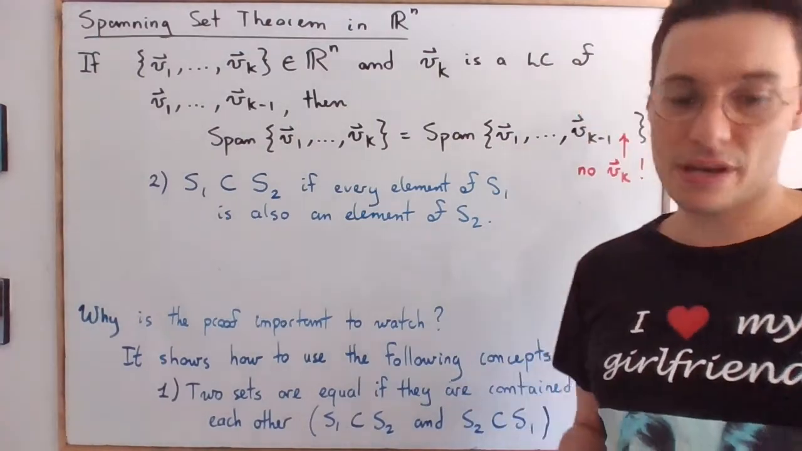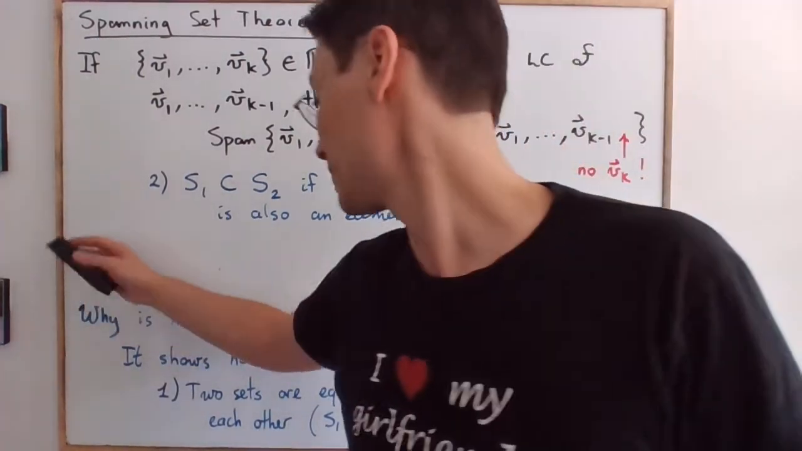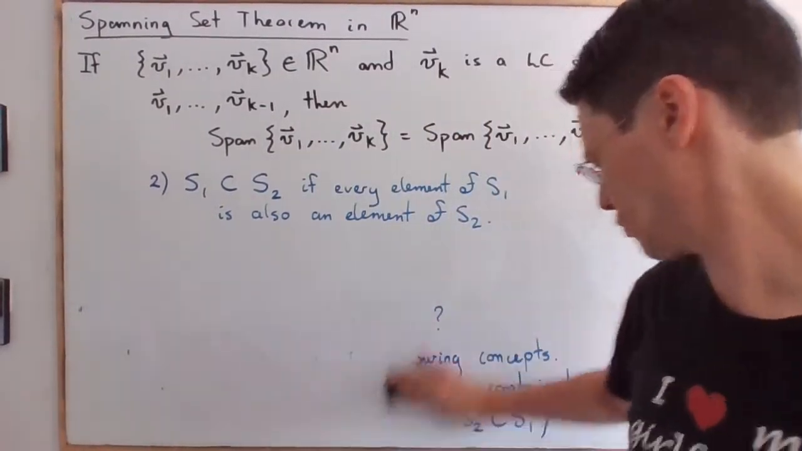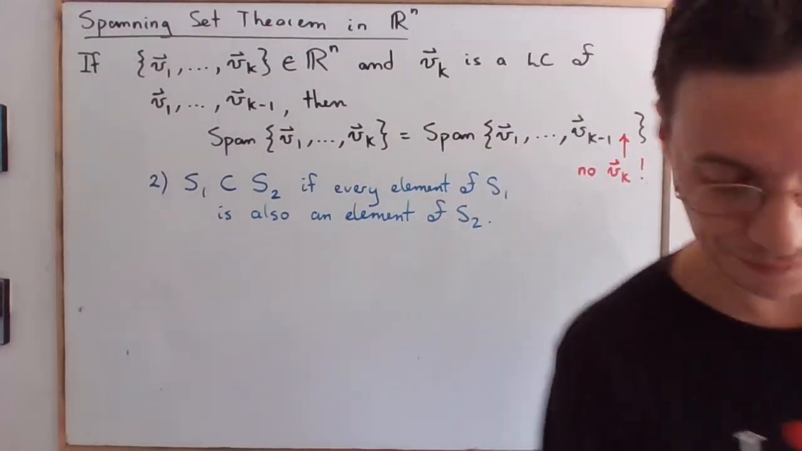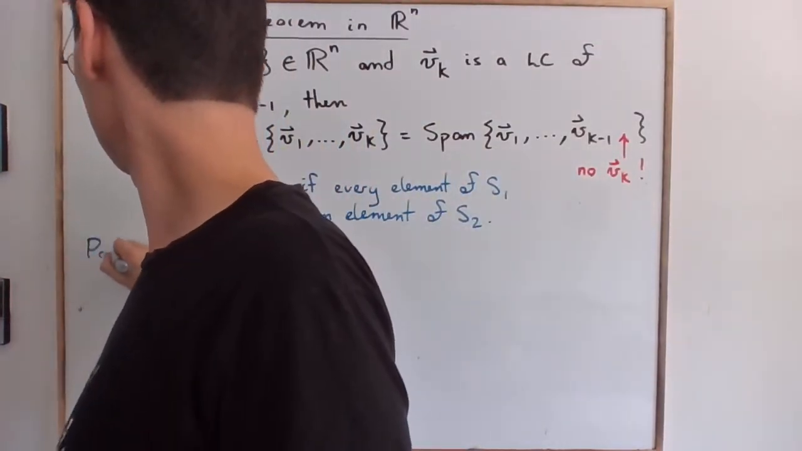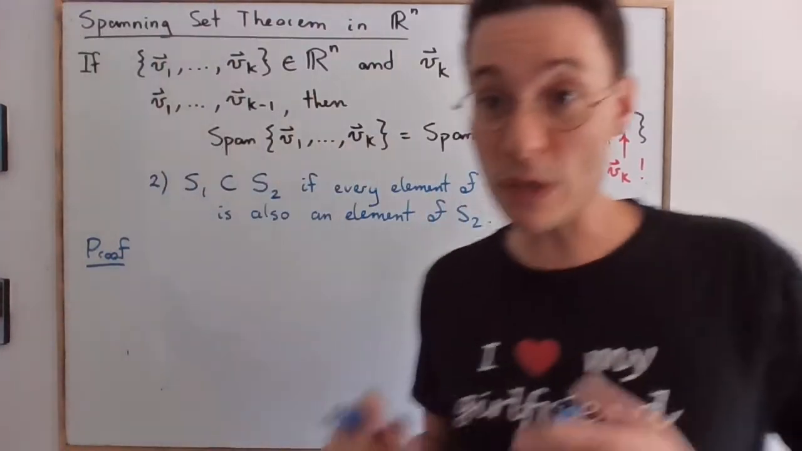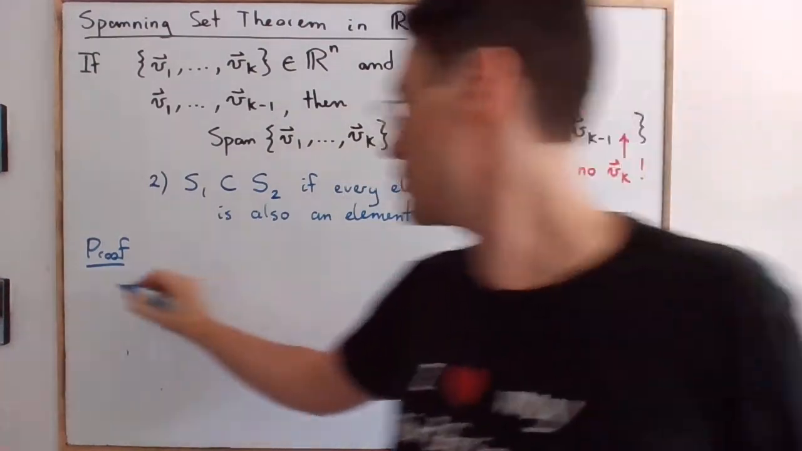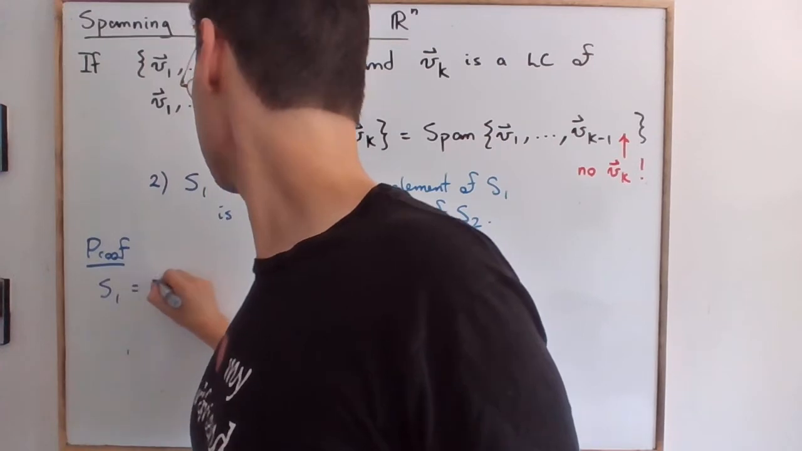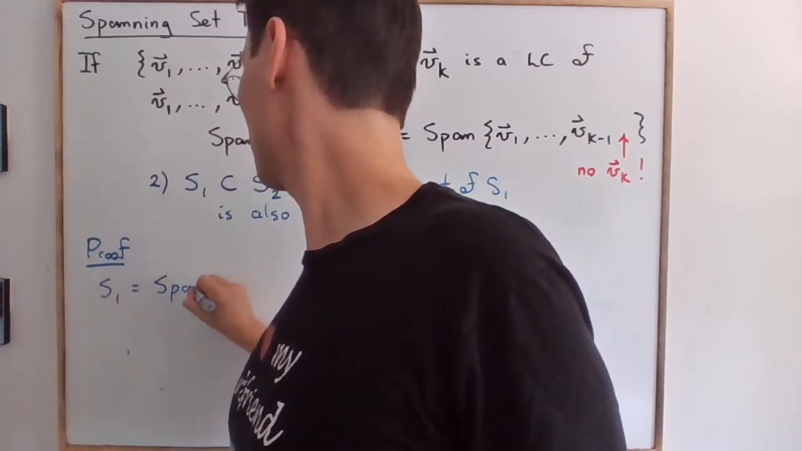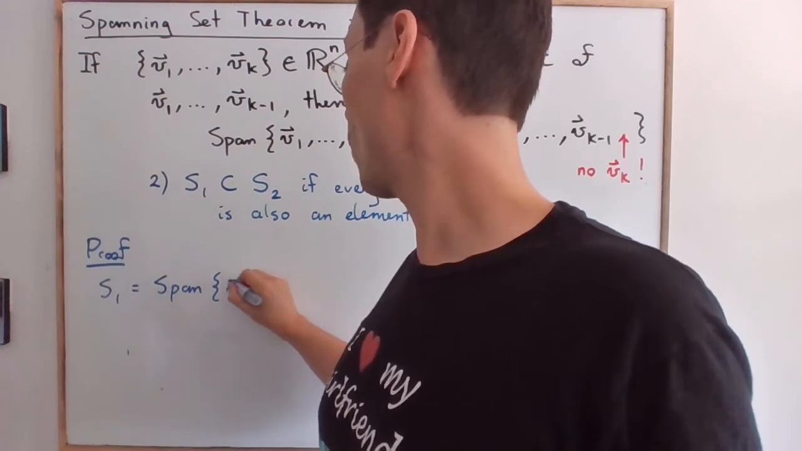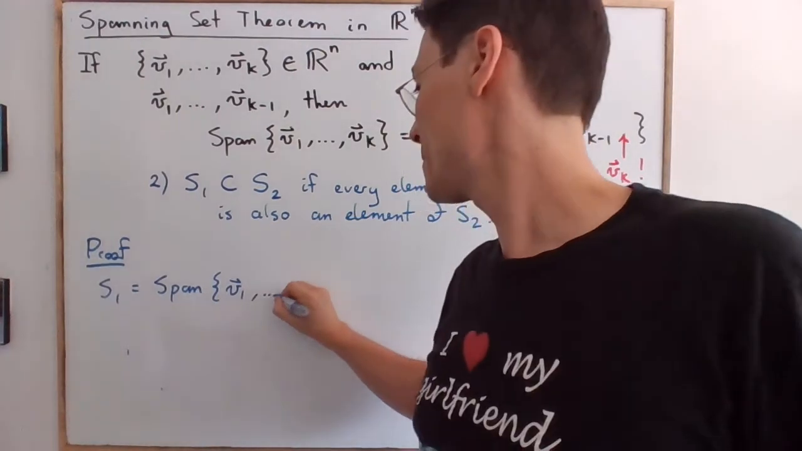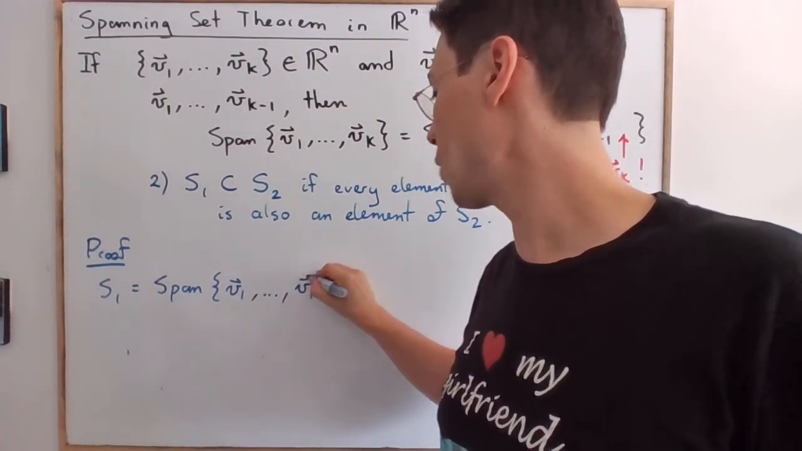Okay, and now let's get to the proof. Okay, so now I'm erasing this. What we will do is label S1 and S2 to be each of these two sets. We will say S1 is equal to the span of V1... and actually, I'm going to go the other way around. I'm going to call S1 to be this set, with VK minus 1.